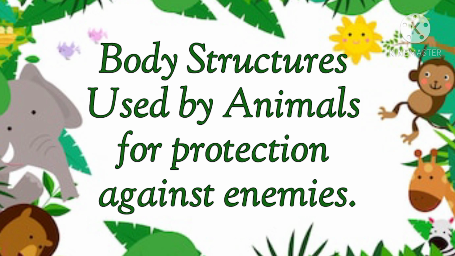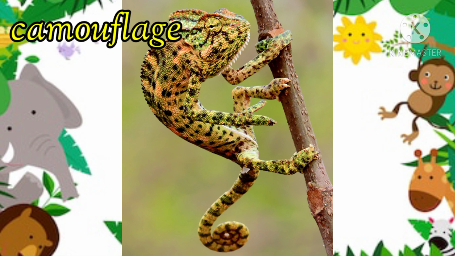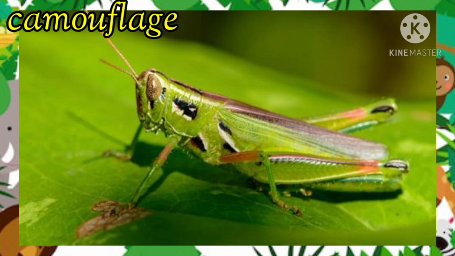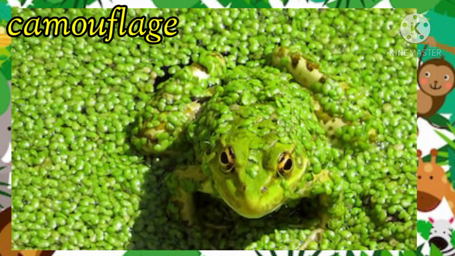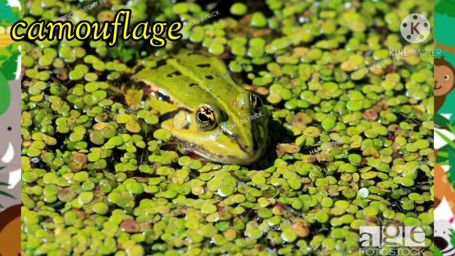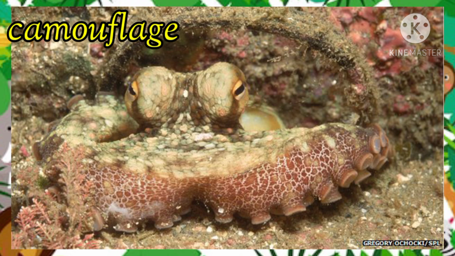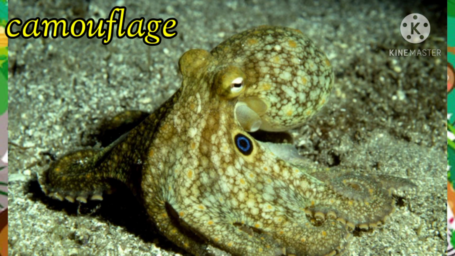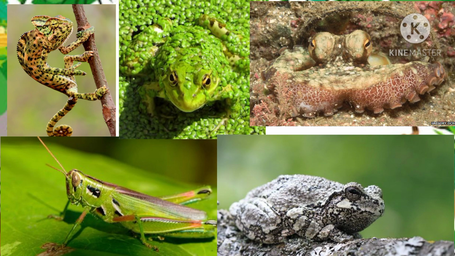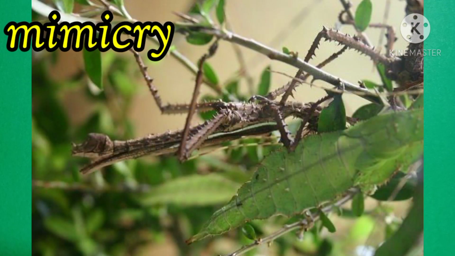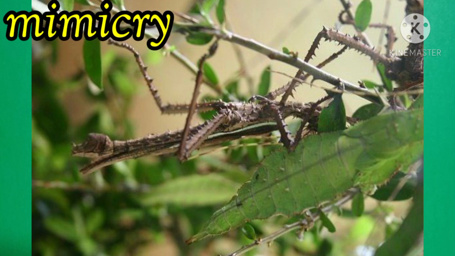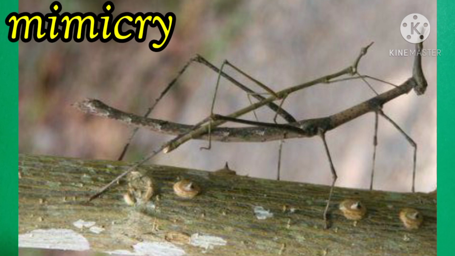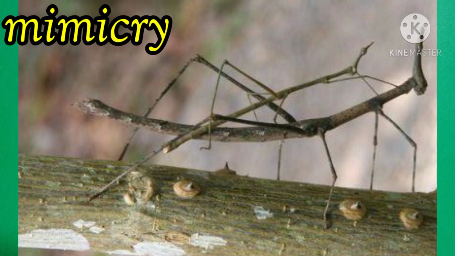Now let us proceed to the body structures of animals used for protection against their enemies. Some animals protect themselves against their enemies through protective coloration called camouflage. These adaptations allow some animals to blend with their surroundings. They cover themselves with a color that matches the environment, just like chameleon, grasshopper, frog, octopus, and squids do. Other animals imitate shapes, smell, taste, color, or even sounds of other animals. This behavior is called mimicry. A walking stick insect can look like a twig on the branch of a tree to protect itself.